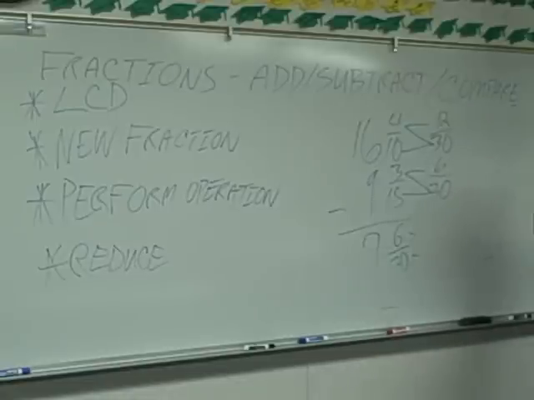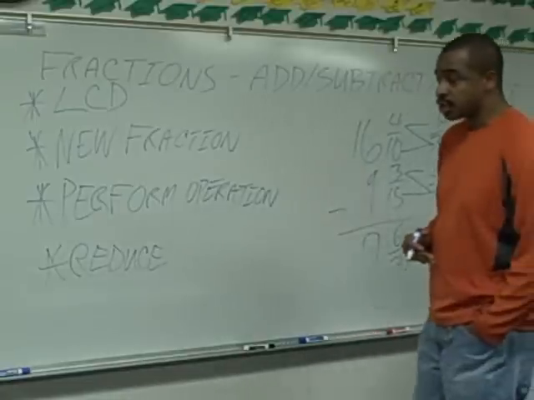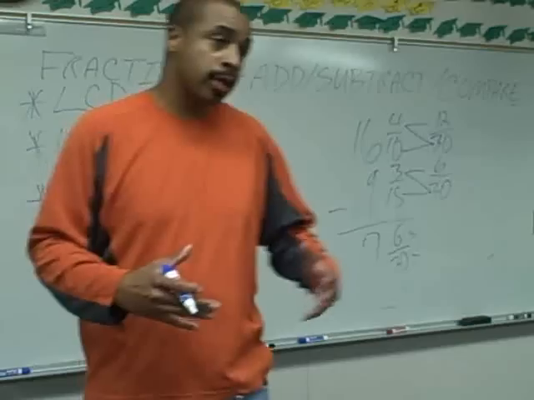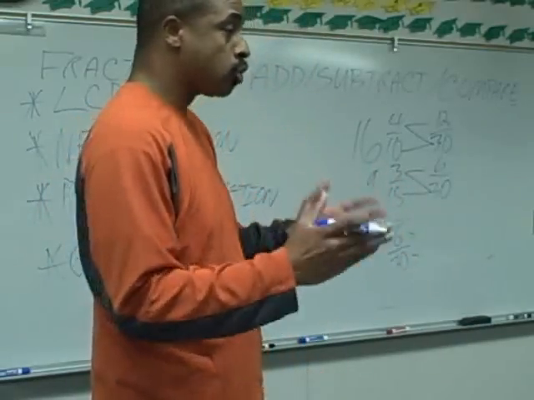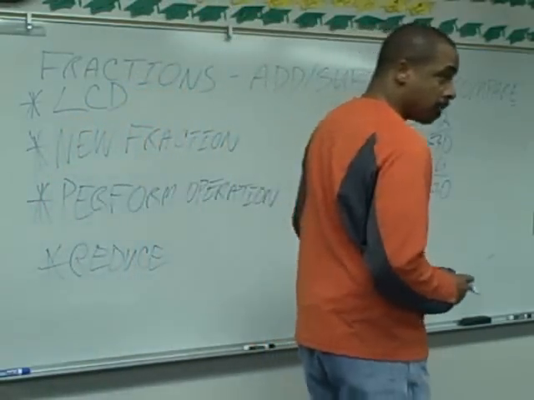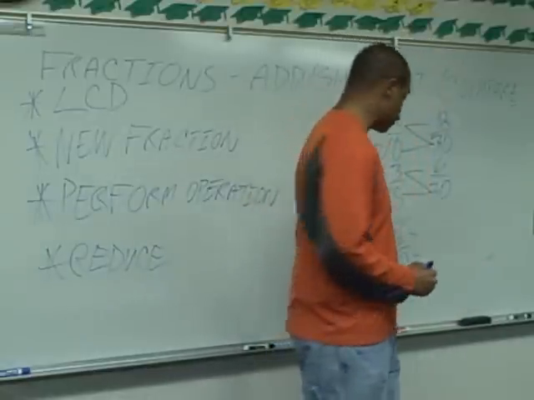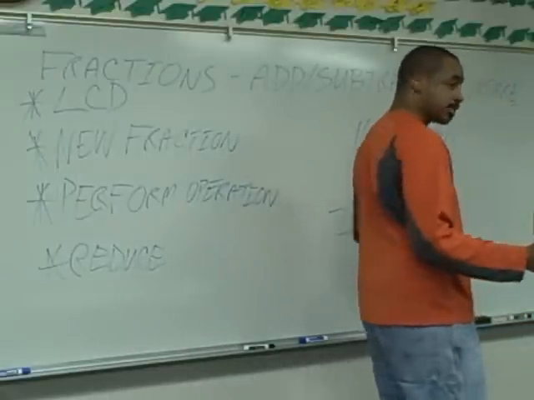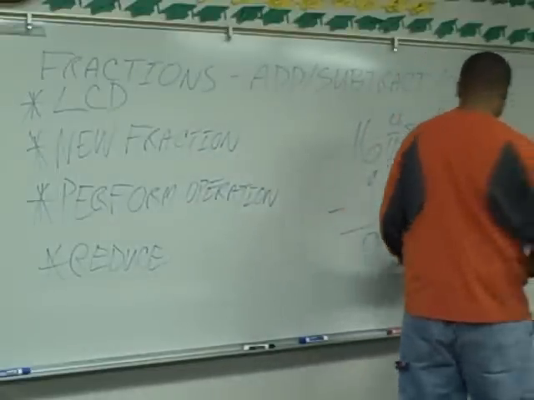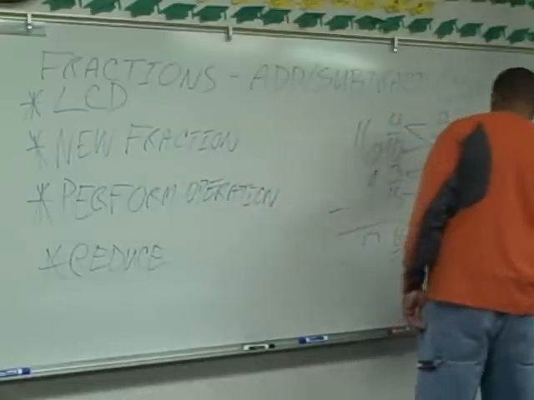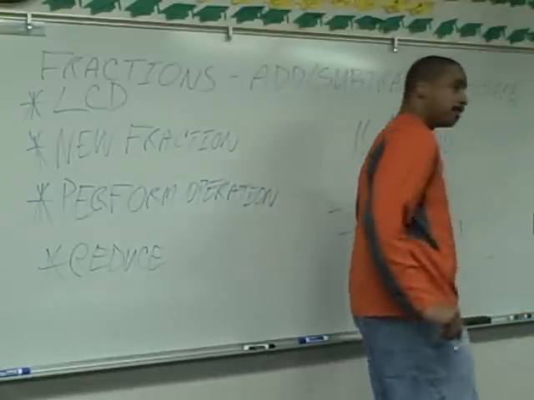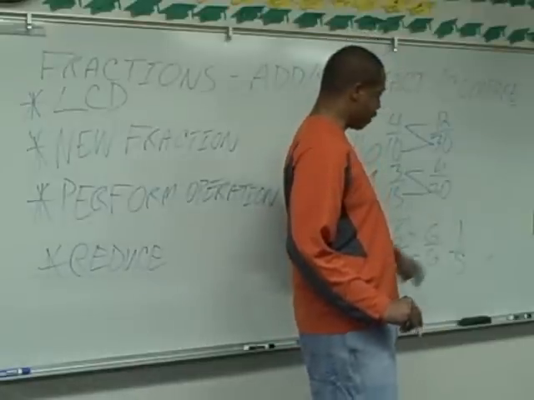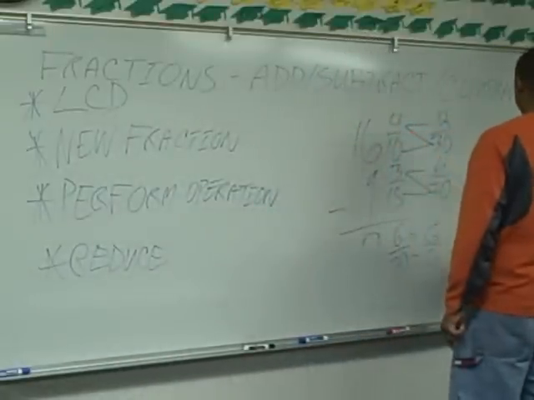Then step 4 tells us that we have to reduce. So when we're reducing, we're looking for the greatest common factor. We're looking for the largest number that goes evenly into both of these numbers. So in this case, we found that it was 6. 6 divided by 6 is 1. 30 divided by 6 is 5, so 1/5. Okay? Then 16 minus 9 is 7. So our final answer becomes 7 1/5.